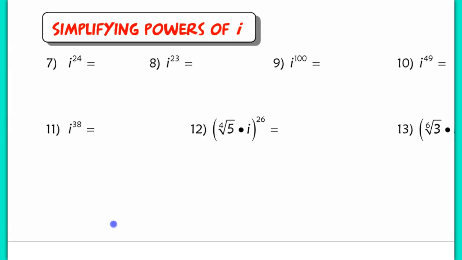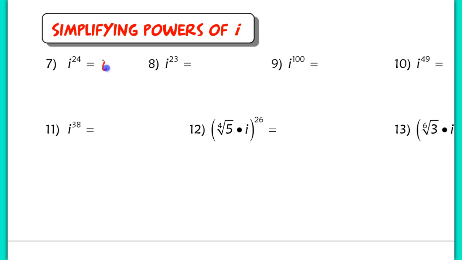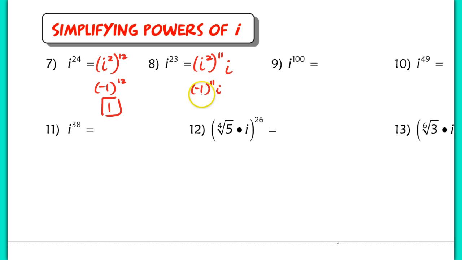So this first example here, i to the 24th, I'm going to break that down and write that as (i squared) to the 12th power because that's i to the 24th. That's negative 1 to the 12th power. Anything to an even power is going to be positive, so this is simply a positive 1. i to the 23rd, however, is going to be written as (i squared) to the 11th power multiplied by another i to give me a total of 23 i's. Now this is negative 1 to the 11th power times i. So this here, to an odd power, is a negative 1 times i, and that gives me a negative i.